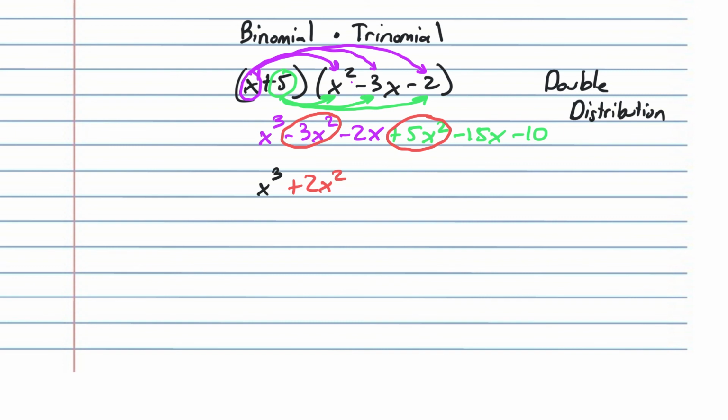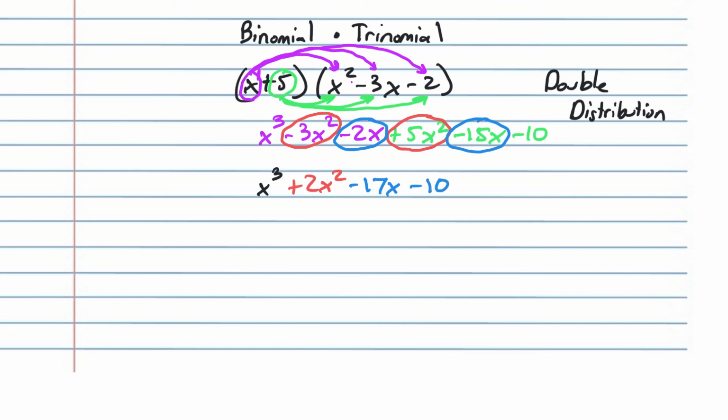And then we go down the line. After x squareds go x's. I have negative 2x right here, and negative 15x right here. Again, if you're messing up with the negatives, use a calculator. So negative 2x minus 15x, negative 17x. And then numbers always go last. The number's by itself, there's no other numbers on there, so minus 10.